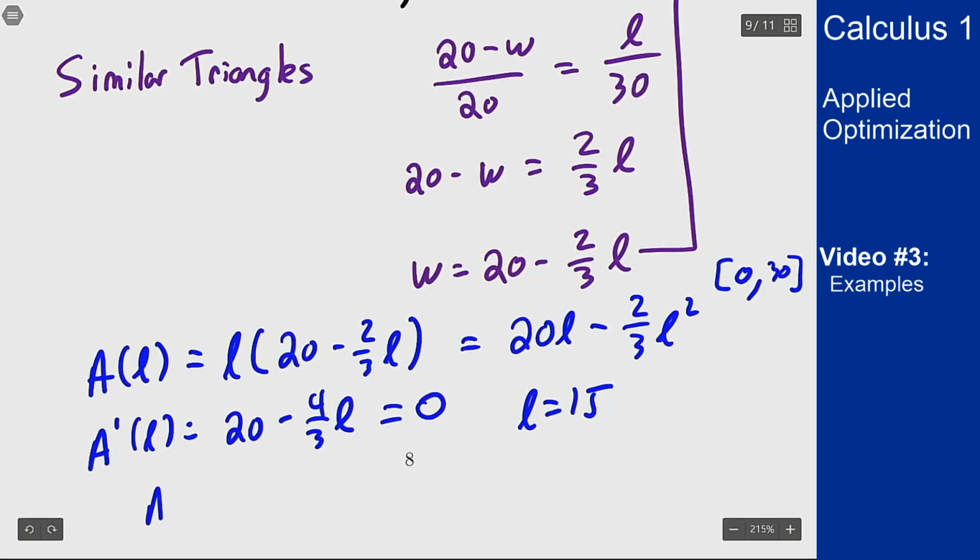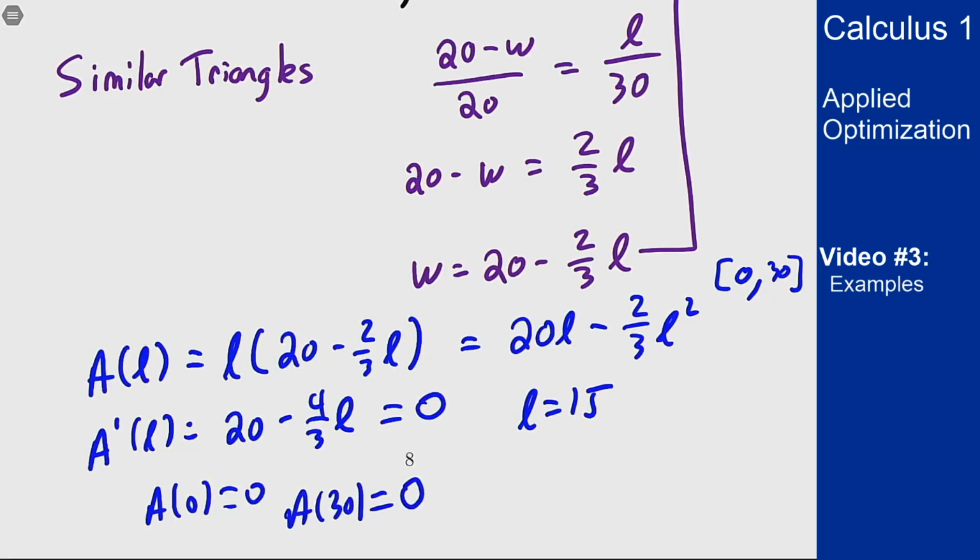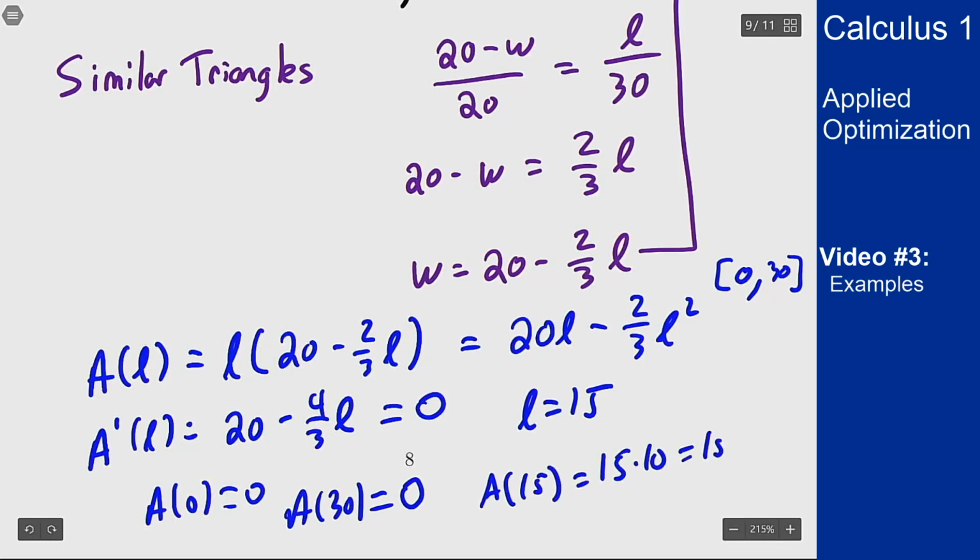Well, if I plug in 0, my area is 0. If I plug in 30, my area is also 0, because then W is 0. If I plug in 15, I get 15 times 10, or 150. This is clearly the maximum.